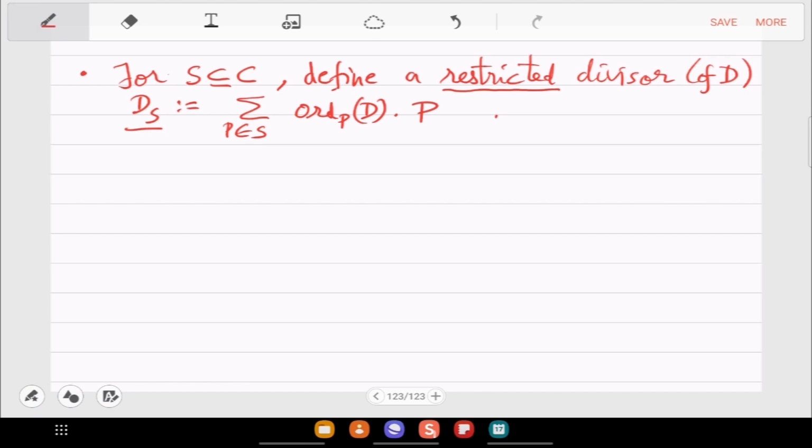And I can define a restriction of the LD sheaf now. So this restriction of the LD sheaf is those functions which are correct on the S part.